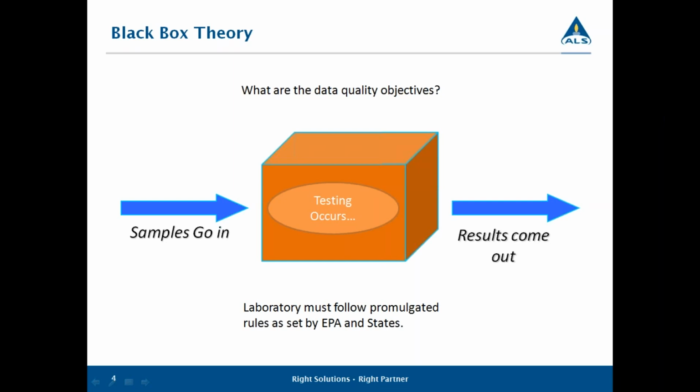So how do you know if the results are good results if you get a report from us? What are the data quality objectives? Laboratories in general don't say results are good or bad. We're just reporting the results as we find them. The usability of the data is based upon project data quality objectives and the accompanying QC measurements reported within the data. Laboratories must follow promulgated rules as set by the EPA and the states, and of course the methodologies as well.